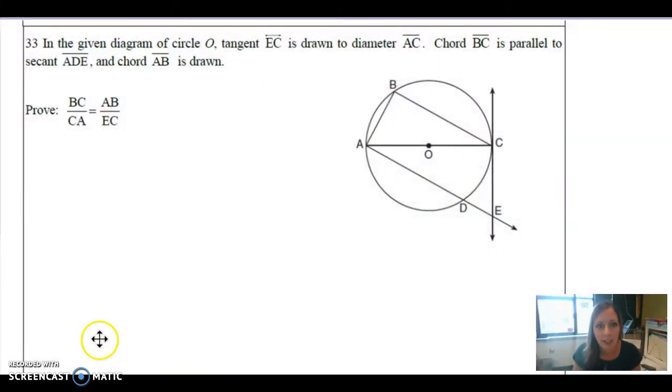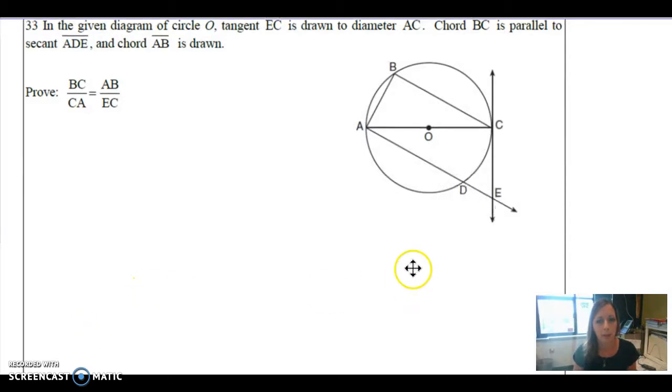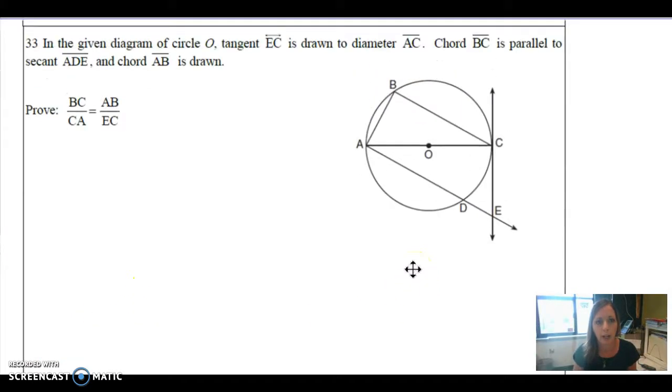Here we go. So I'm gonna look at this question, and this is number 33 on page 105 in your exam book. The reason I picked this question to look at is because it's a proof. And these proofs are a little bit tricky, especially when we're talking about proving something like a proportion.